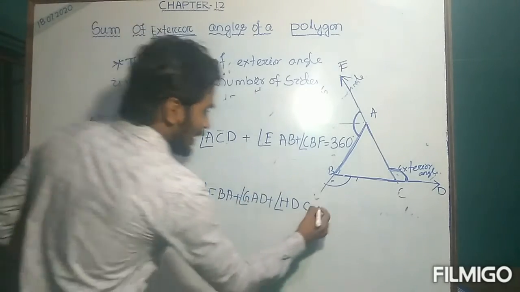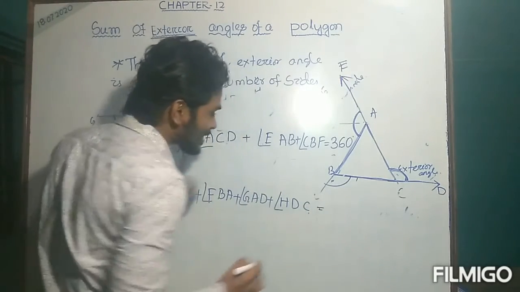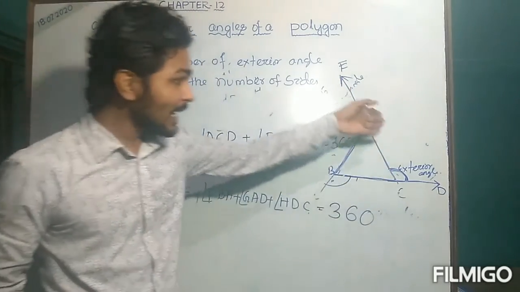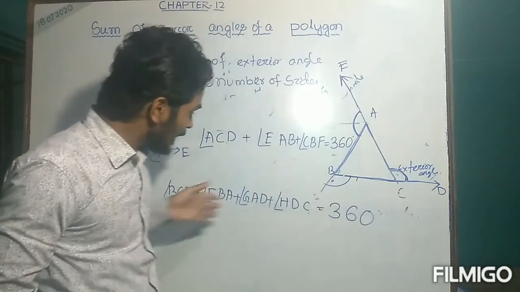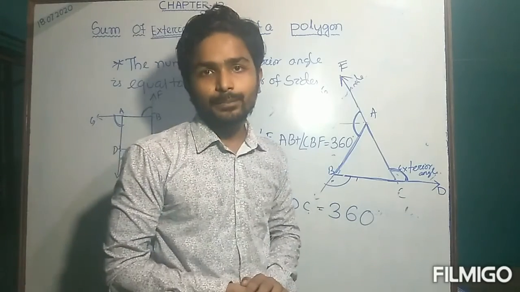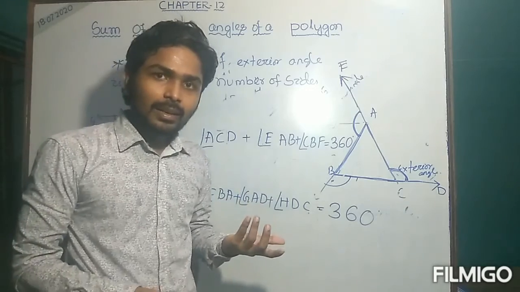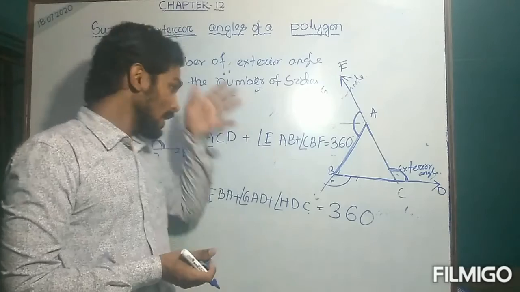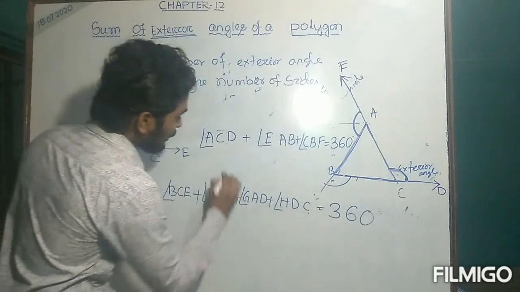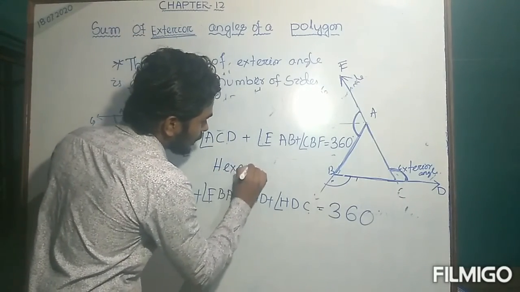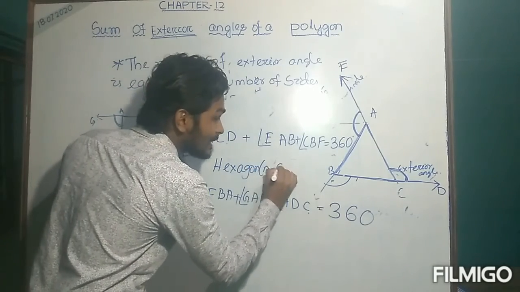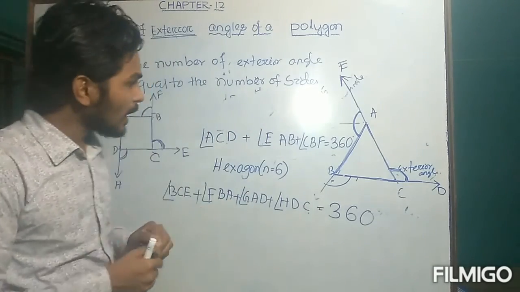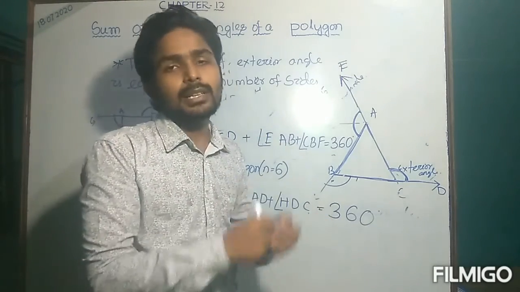Now since there are 4 exterior angles, what is the sum of these 4 exterior angles? Keep in mind the sum of all these 4 exterior angles is also 360 degrees. In case of a triangle, there are 3 exterior angles and the sum is 360 degrees. A quadrilateral has 4 exterior angles, their sum is also 360 degrees. If you take a pentagon, it has 5 exterior angles, and that sum is also 360 degrees. If you take a hexagon, that means n is equal to 6. It has 6 exterior angles, and their sum is also 360 degrees.